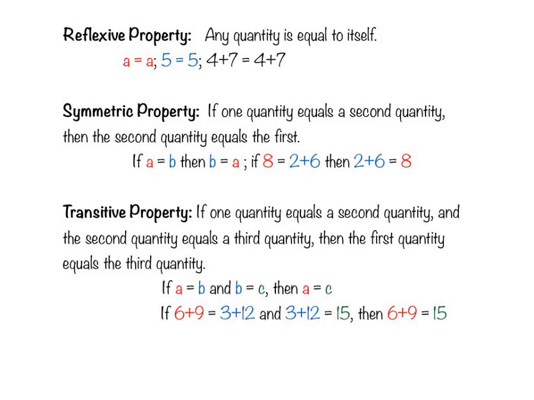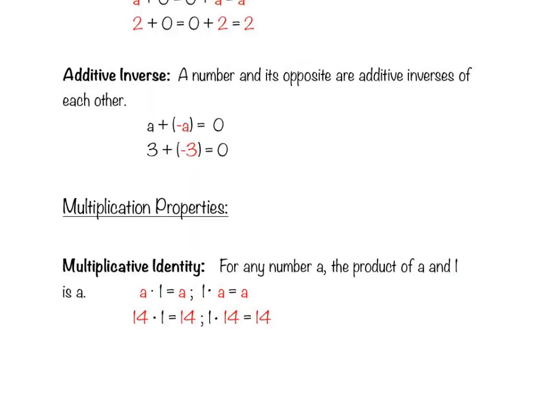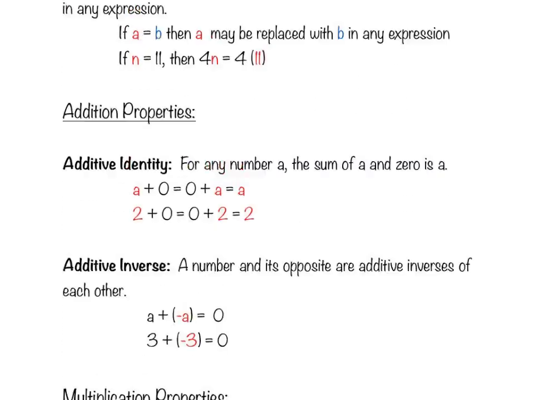As far as a numerical example, if 6 plus 9 is equal to 3 plus 12, and 3 plus 12 is equal to 15, then we know that 6 plus 9 is equal to 15. So take a moment, think about that, take a good look at it. Make sure you have it in your notes before you move on. So you might want to pause the video. Okay, let's continue.